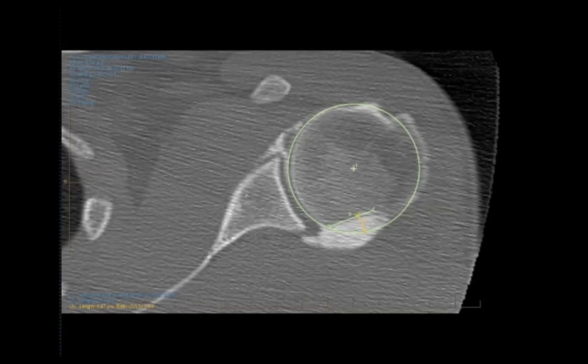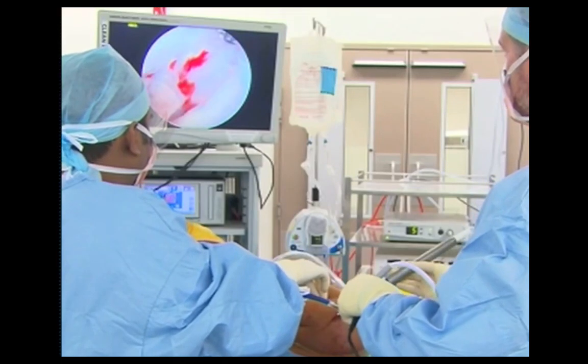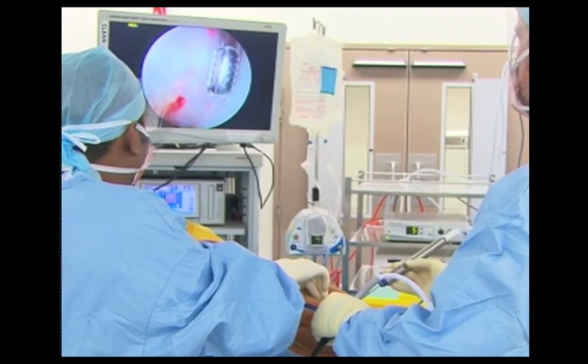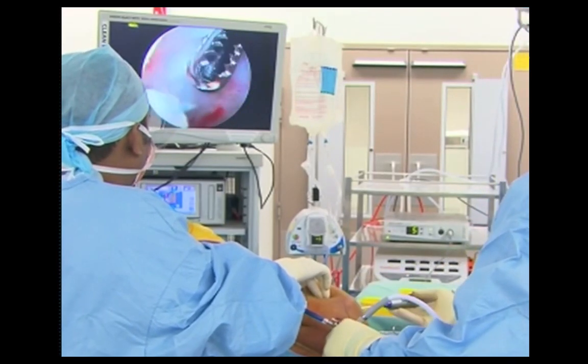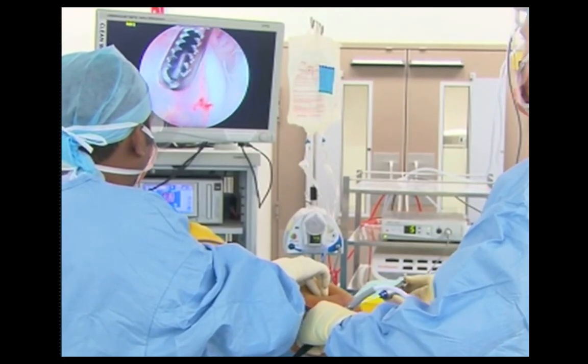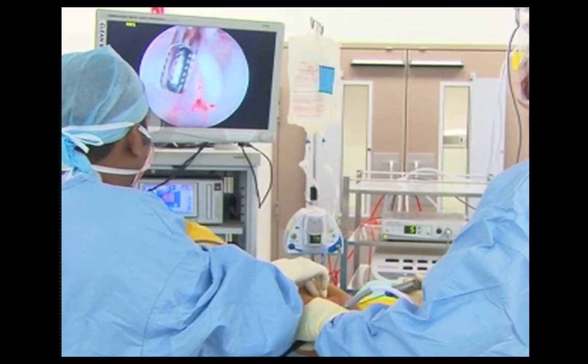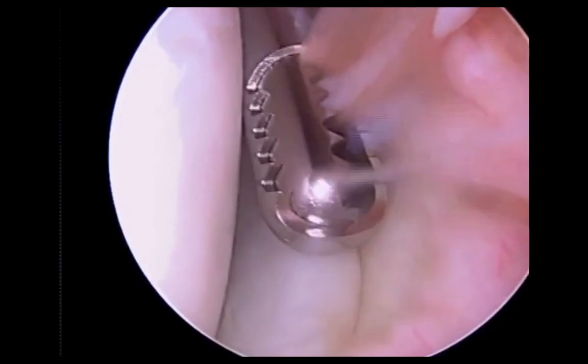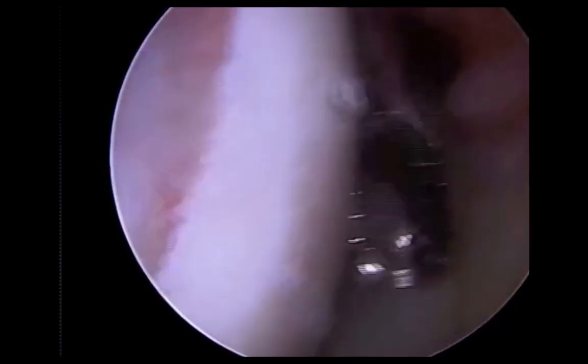Here we can see a large engaging Hill-Sachs lesion. This is the left shoulder, and we're viewing through a posterior portal. The assistant is partially dislocating the shoulder to get this view. We also have a large superior labral detachment with a type 4 SLAP tear.